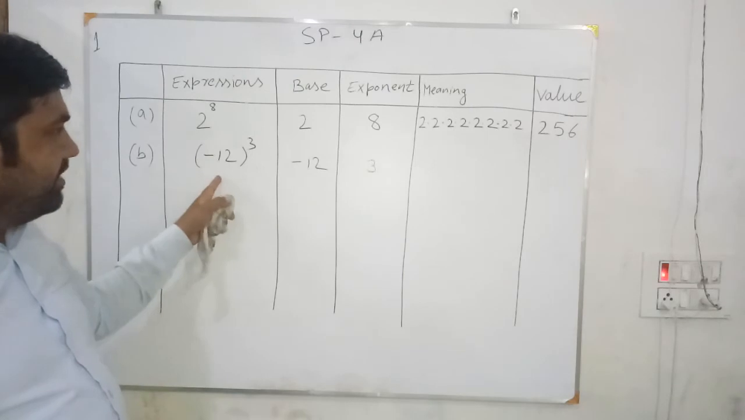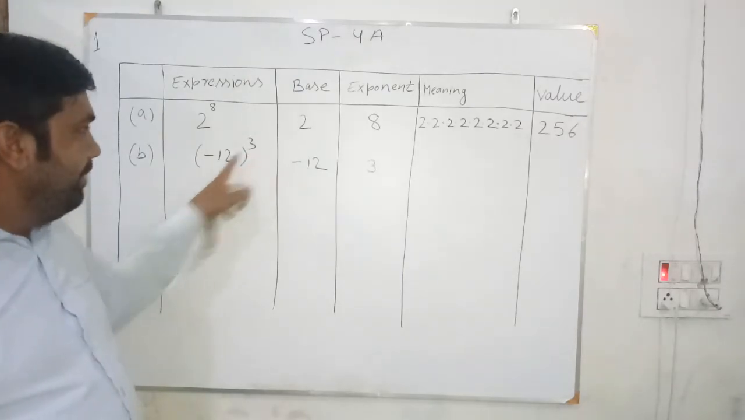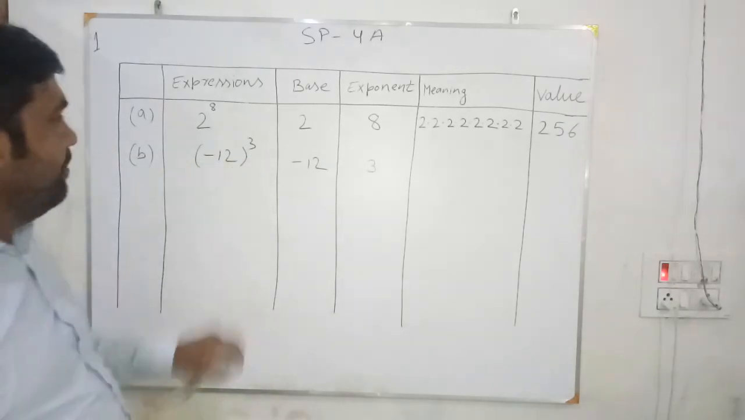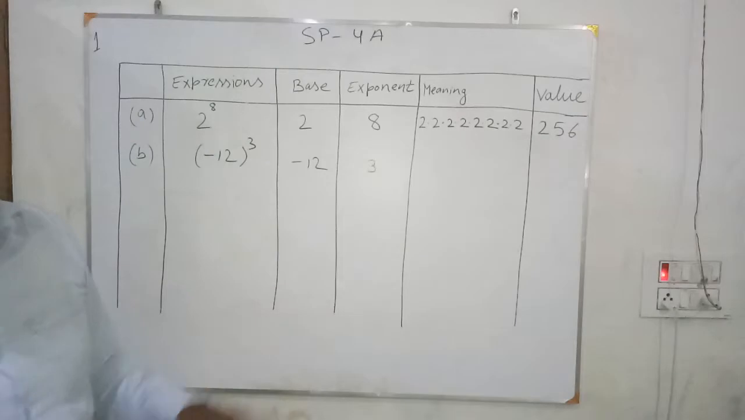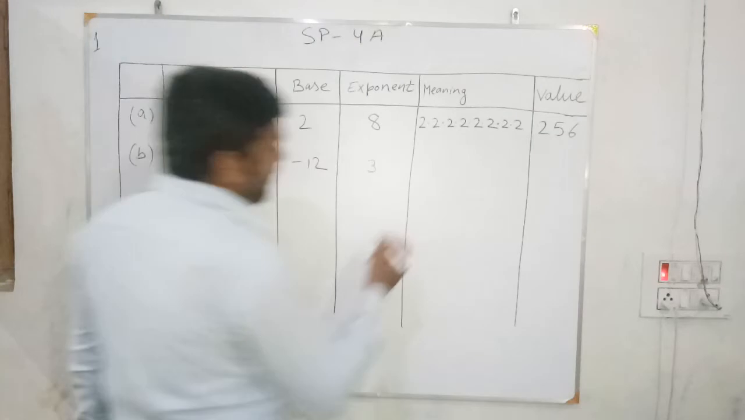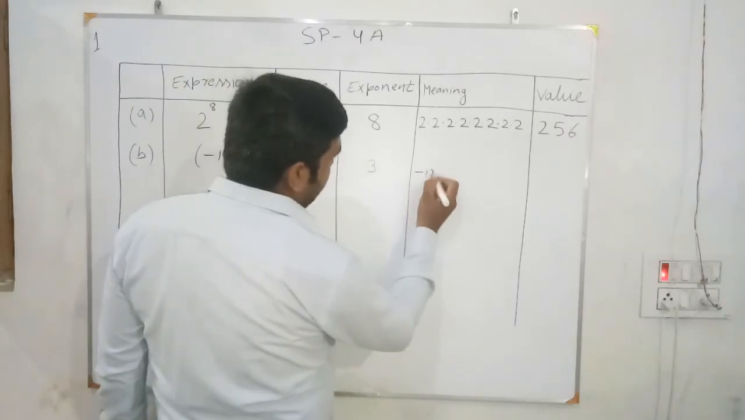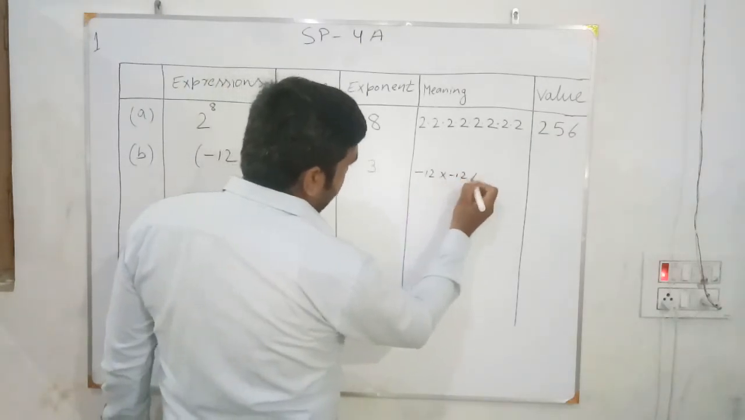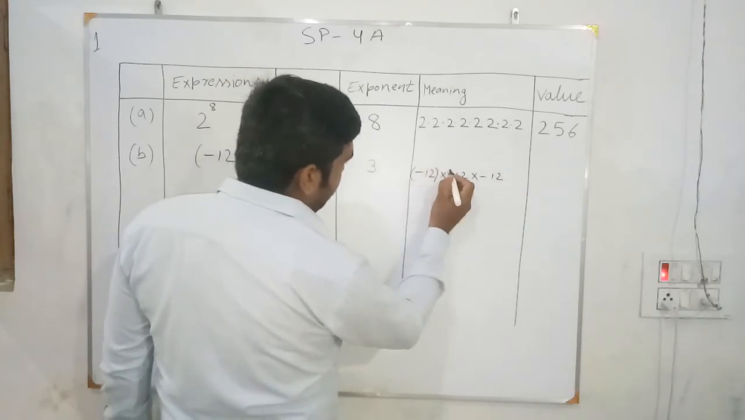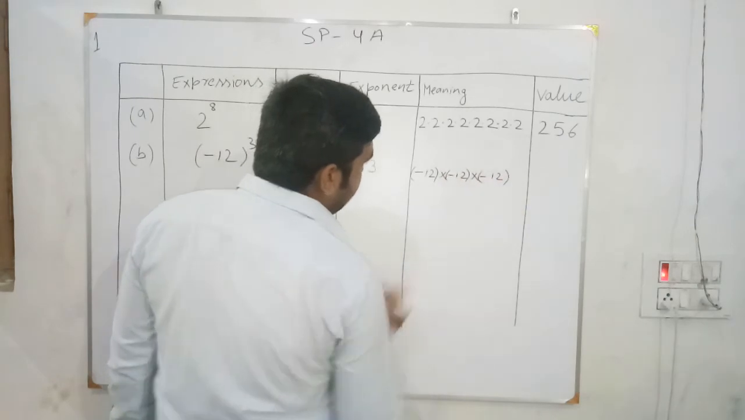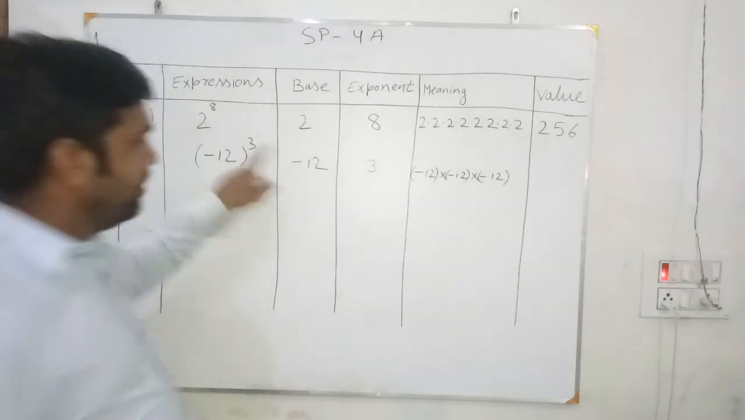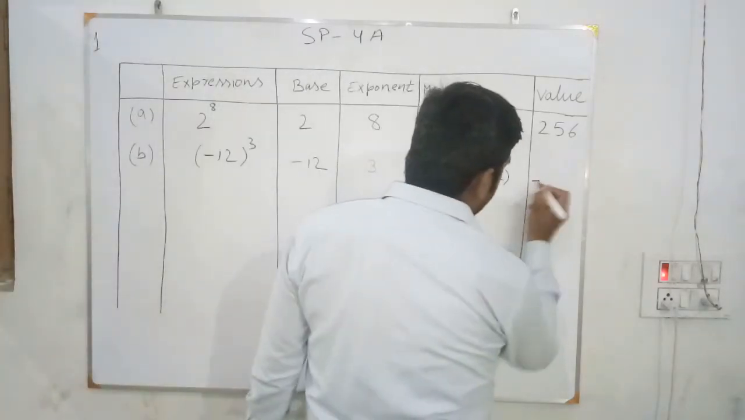The base is multiplied by itself the number of exponent times, or the number of power times. So whatever the power on the base, that number of times we multiply the base by itself. So minus 12 will be multiplied by itself 3 times, that is minus 12 times minus 12 times minus 12. Since the base is negative and the power is odd, the answer will be negative.